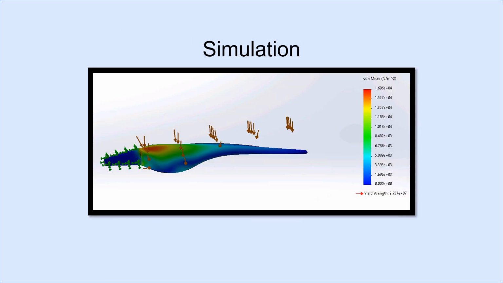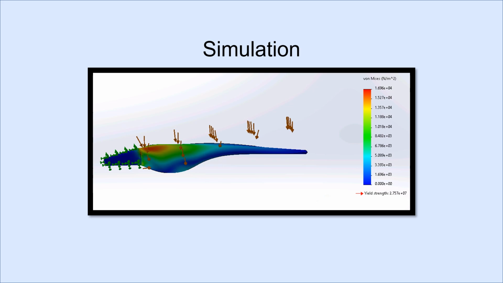This is our simulation. We chose to do a simulation of just one of the wings to see how it would handle the stress under load that it would have during flight. As you can see, there's a significant amount of stress shown by the red coloring near the base of the wing. We would need to strengthen this part of the wing to ensure that it doesn't fail while the helicopter is flying.